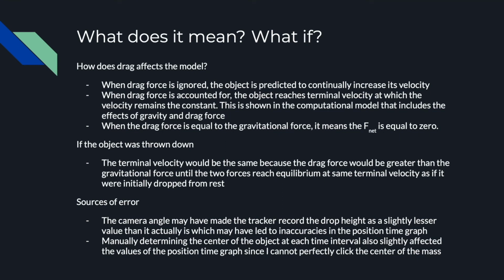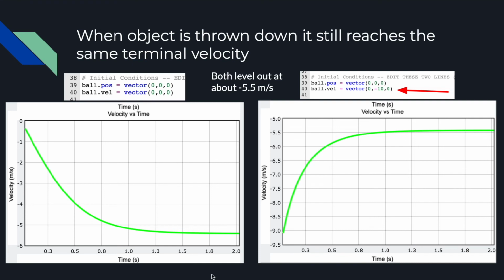If the object was thrown down, the terminal velocity would be the same because the drag force would be greater than the gravitational force until the two forces reach equilibrium at the same terminal velocity as if it were initially dropped from rest. If we look at these two graphs, we can see how the computational models show this. On the left side, the object started from the 0 vector for its position and velocity. However, it reaches negative 5.5 meters per second as its terminal velocity. On the right side, it starts with negative 10 as its velocity. However, it also ends up with a negative 5.5 as its terminal velocity.